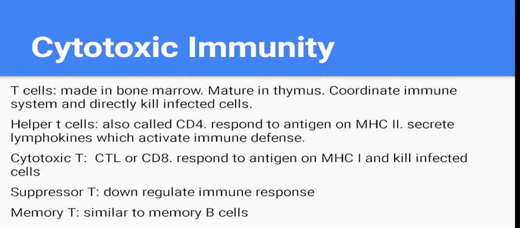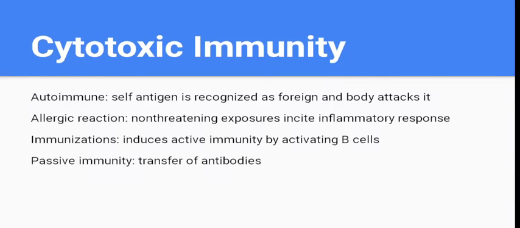And memory T cells, similar to B cells, they just wait for the second exposure to come back. Cytotoxic immunity, so this is autoimmune. So autoimmune basically is when self antigens are recognized as foreign and the body attacks them. Which is not good.